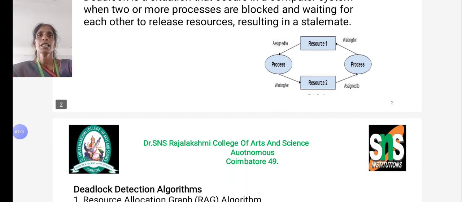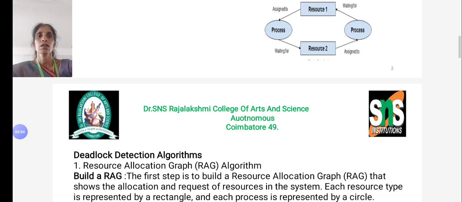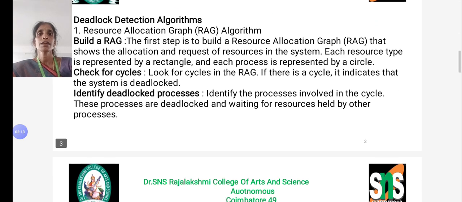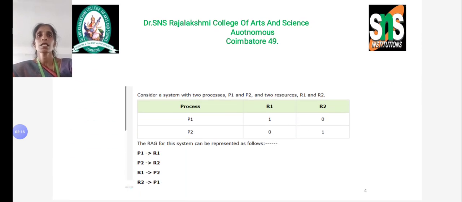This can be detected with the help of a deadlock detection algorithm. Here I am using the resource allocation graph, simply called the RAG algorithm. In resource allocation we have a table like this, with R1 and R2, P1 and P2. Here 1 indicates that the particular process is occupying that particular resource, and 0 represents that the process is not occupying the resource type. Here P1 uses R1, so I am using the value 1, but P1 is not using R2, so I am putting 0. P2 is using R2, so I am indicating the value 1.